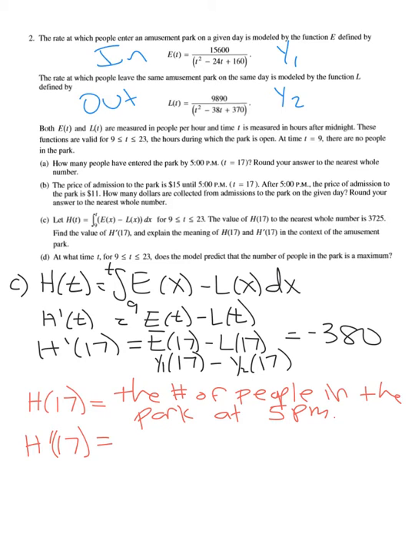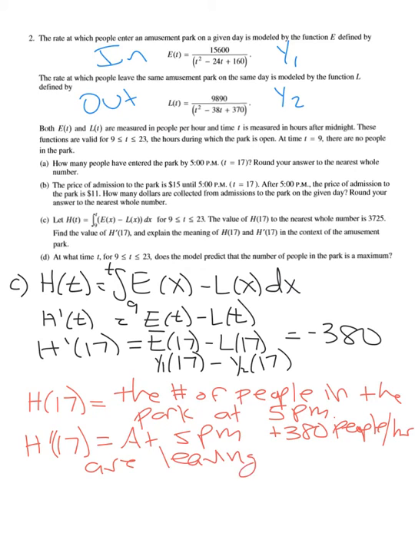So at 5 p.m., negative 380, well, you don't even have to make it negative, people per hour are leaving the park. So more people are leaving than coming in. That's why it's negative. So you can make it negative, or instead of making it negative, I just use the word leaving. Okay. All right, and D.